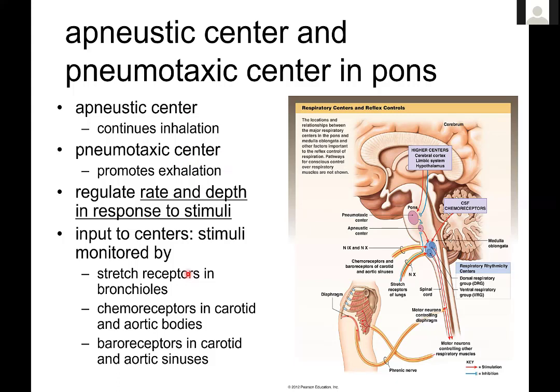And this is all in response to stimuli. So an example is stretch receptors in bronchioles. So how wide is your airway? How deeply do you need to breathe accordingly? Also chemoreceptors in your carotid and aortic bodies. So both receptors for oxygenation and also receptors for pH. And baroreceptors in the carotid and aortic sinuses. So the changes in breath that you see that are not necessarily all that voluntary when you exercise.